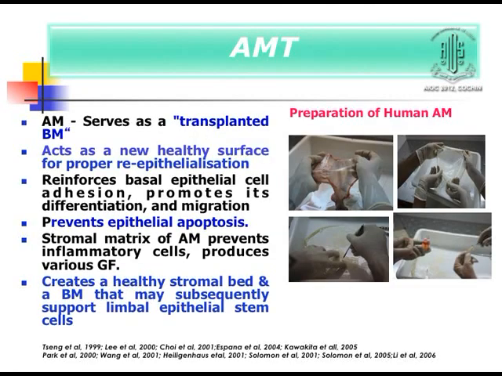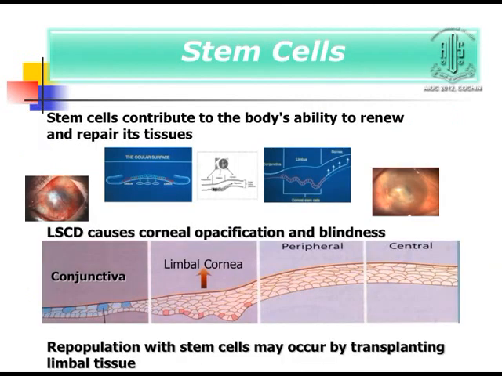Next is amniotic membrane transplant. As we know, amniotic membrane serves as a transplanted basement membrane. It acts as a new healthy surface for proper epithelialization. It prevents epithelial apoptosis. Thus, finally, it creates a healthy stromal bed and basement membrane, which subsequently supports limbal epithelial stem cells.